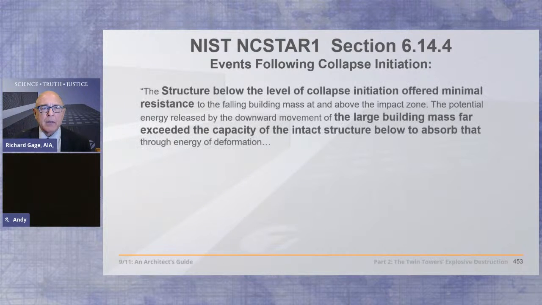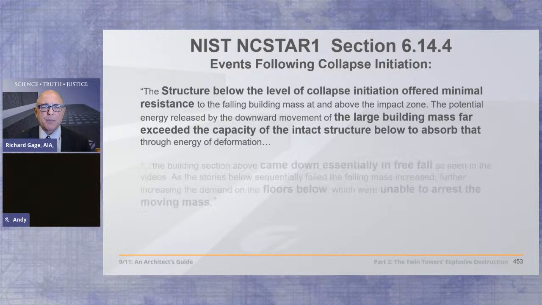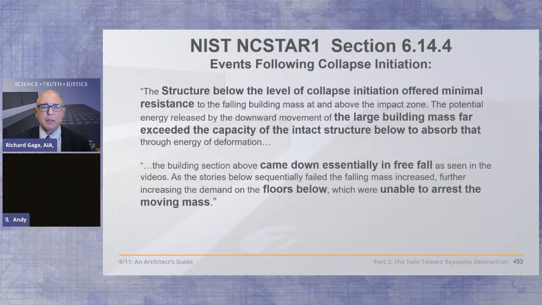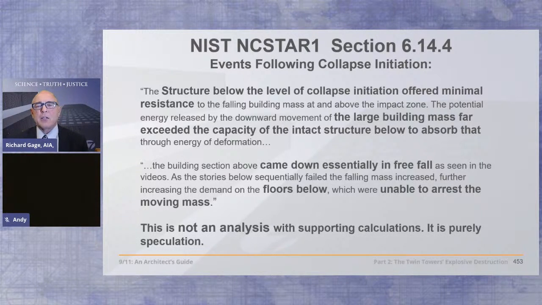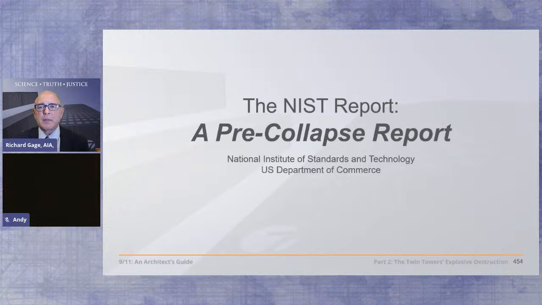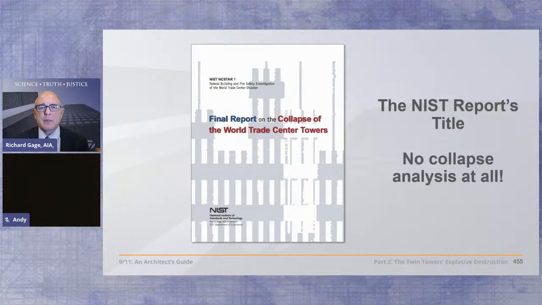Well, let's look at that. The structure below the level of collapse initiation offered minimal resistance. The large building mass far exceeded the capacity of the intact structure below to absorb it. It came down essentially in free fall. The floors below were unable to arrest the moving mass. This is not analysis with supporting calculations. It's pure speculation. This is a pre-collapse report. Should have been titled "The Final Report on the Initiation of Collapse."